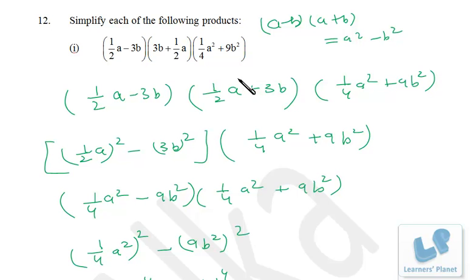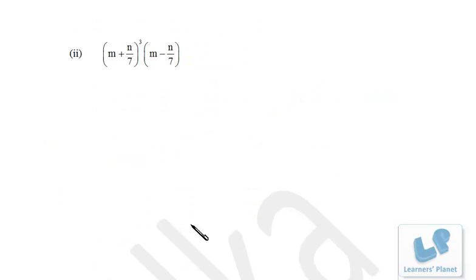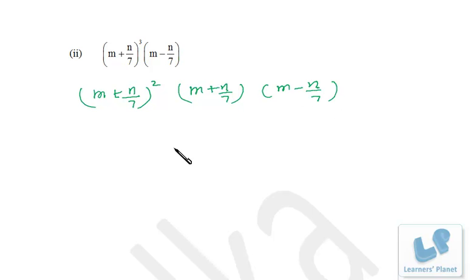Okay, let's take the next one. Now in this question we have to simplify this. Here it is (m + n/7)³ − (m − n/7)... So just see carefully. Here it is plus and here it is minus between the same two terms, but here it is a cube. So what I do is I take (m + n/7)² apart, and this is (m + n/7)(m − n/7). So this can be rewritten like this.